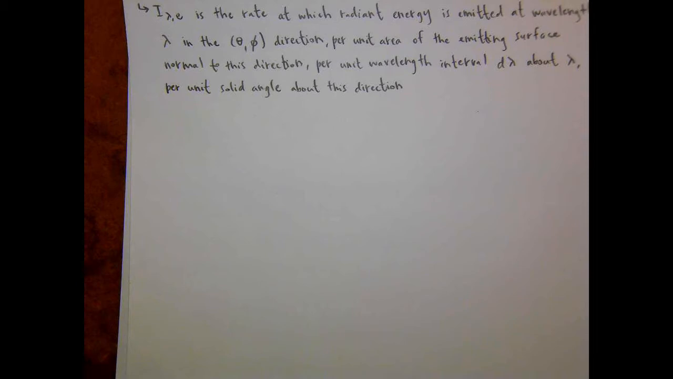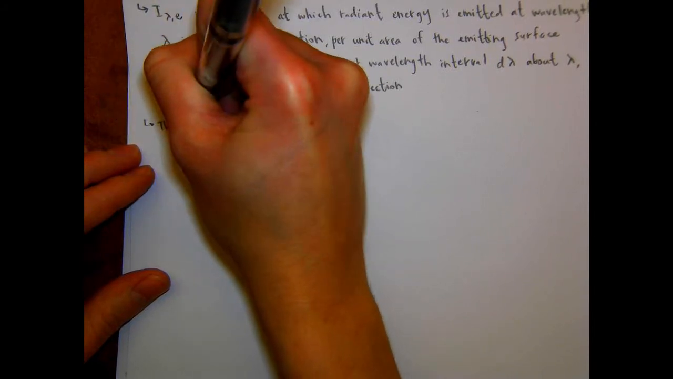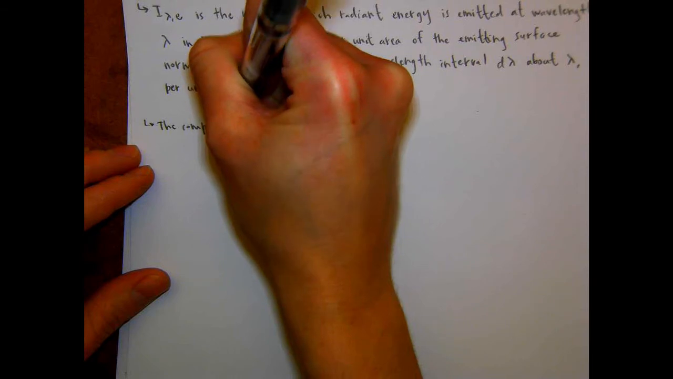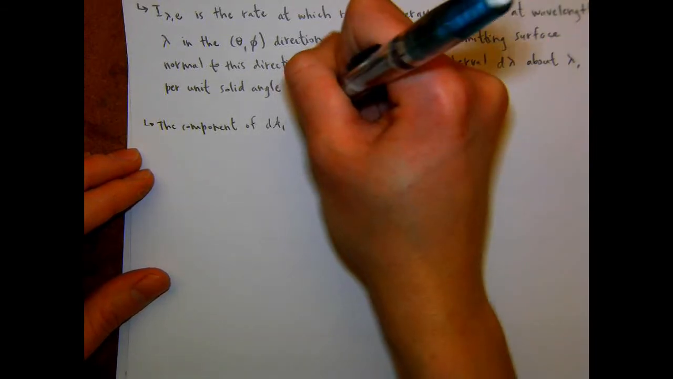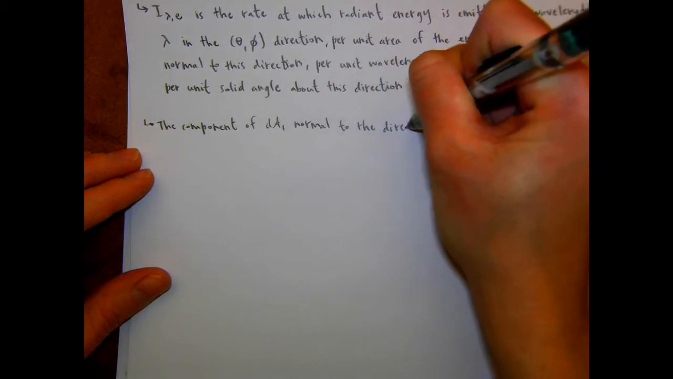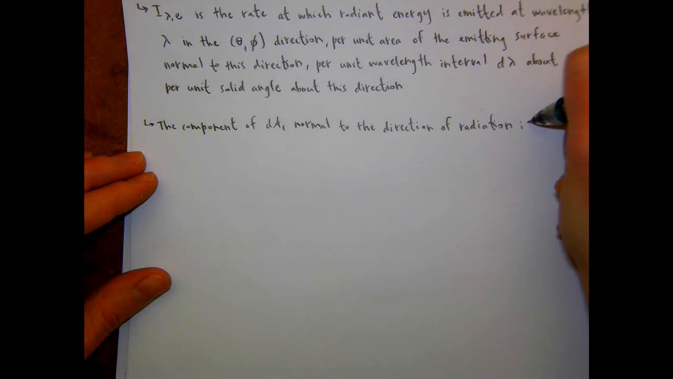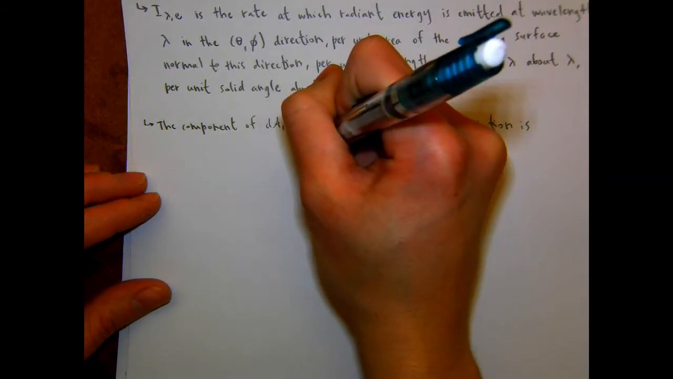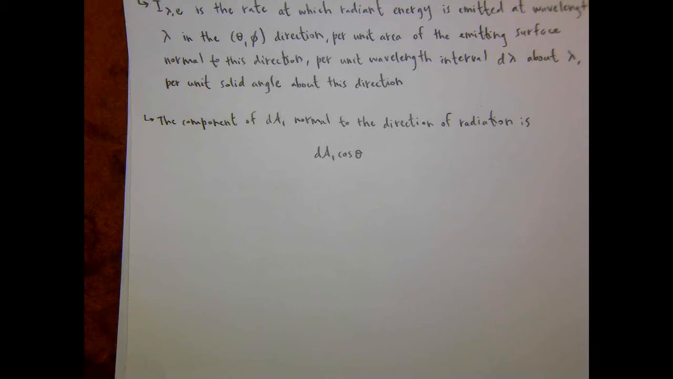All right, so what we just showed, the component of dA1 normal to the direction of radiation is dA1 cosine theta. So now we can write down mathematically our definition of spectral intensity.